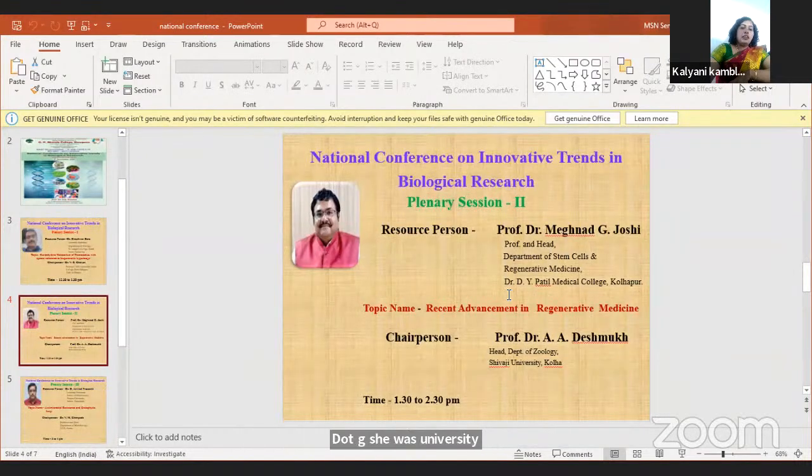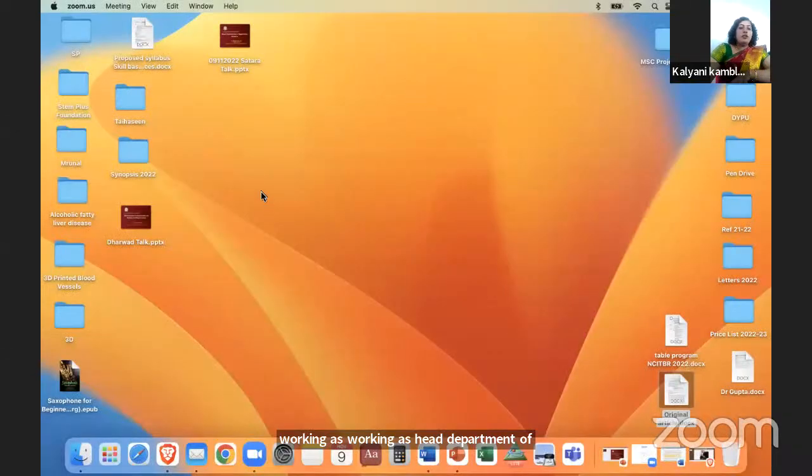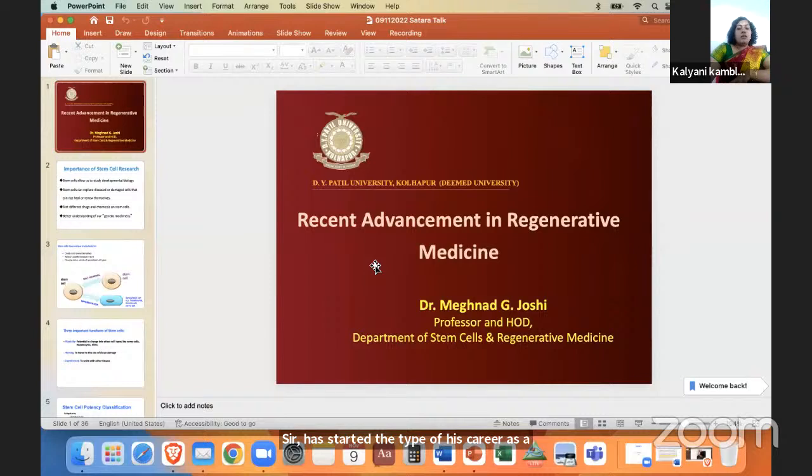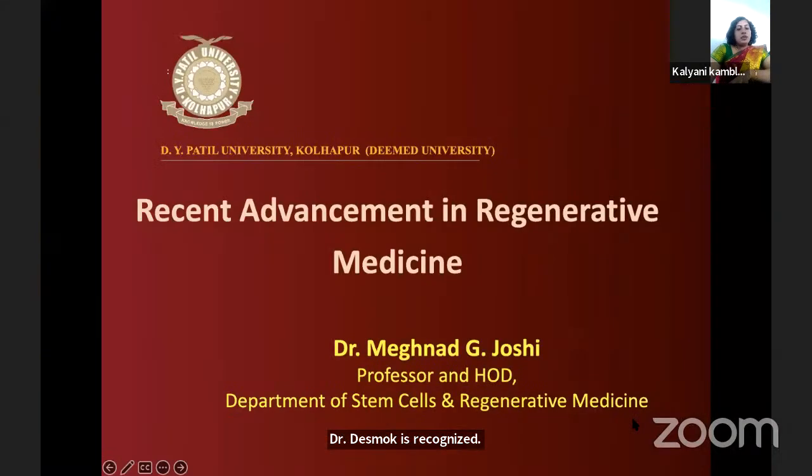Currently, he is working as Head of the Department of Zoology at Shivaji University, Kolhapur. Sir started his career as a lecturer in Amravati with outstanding achievements. Dr. Deshmukh is a recognized research guide of Shivaji University. He has 2 PhD students working under his guidance on the path of a successful professional career. His scientific accomplishments are as follows.